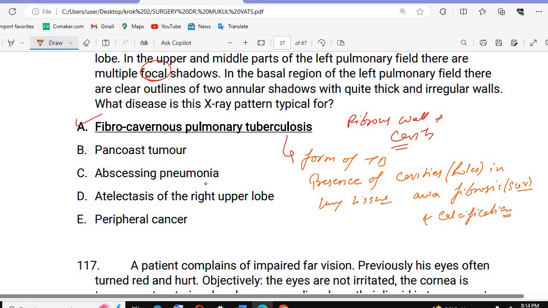So with this calcification, when we do the X-ray, what you see on the X-ray is increased density or opacity, and an irregular thickened wall will be seen. Okay, that is what is given in the question.